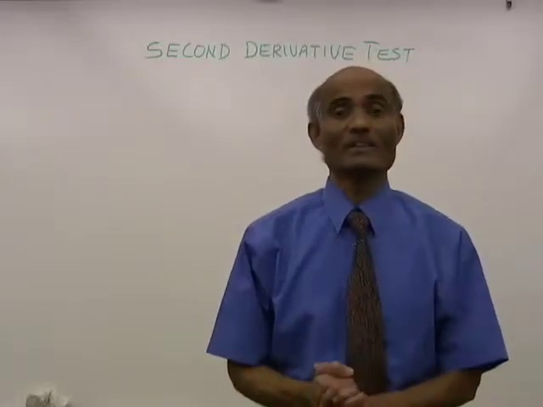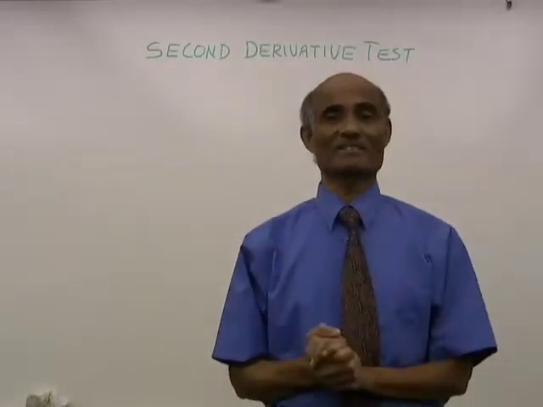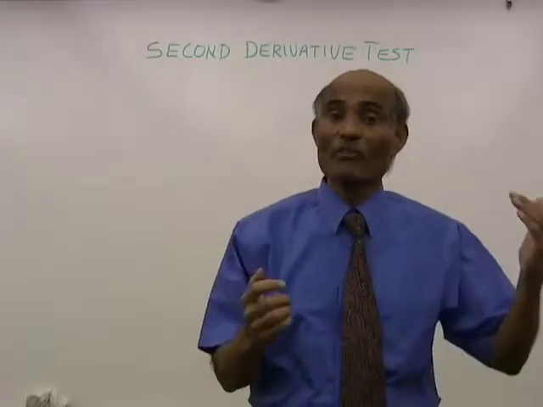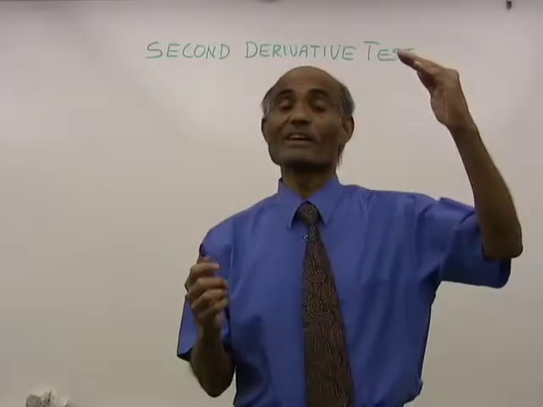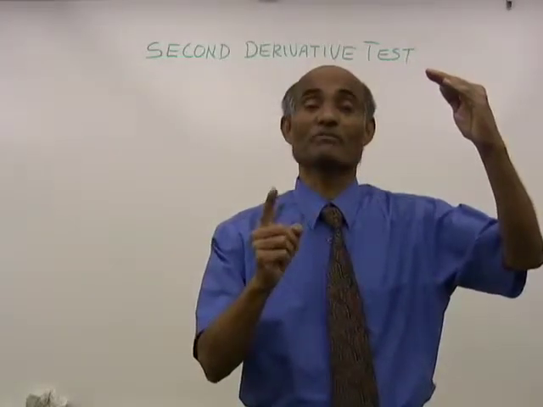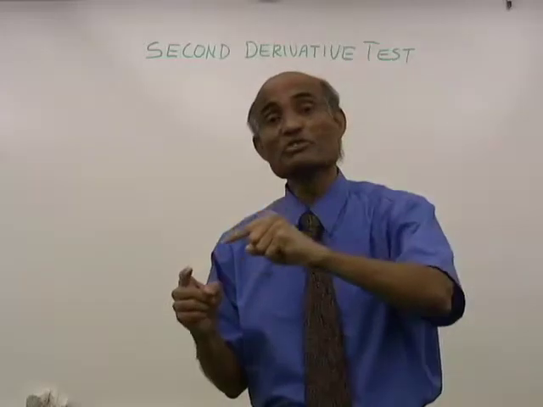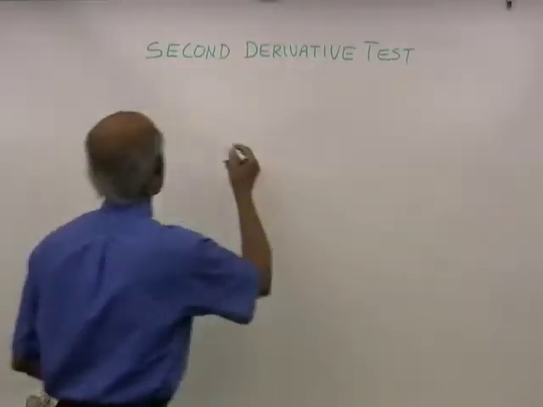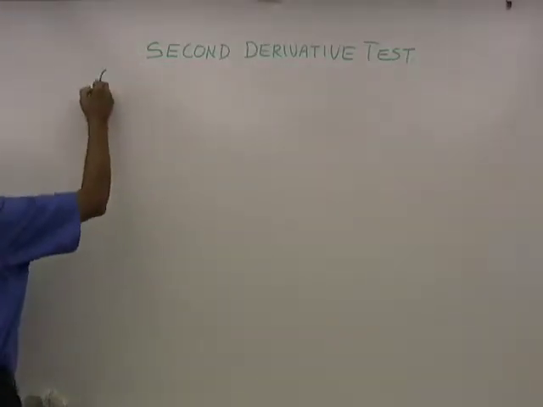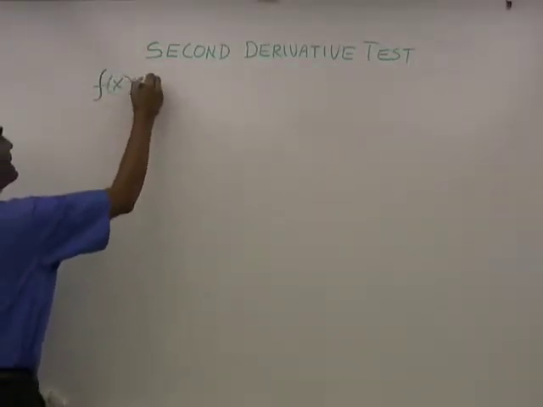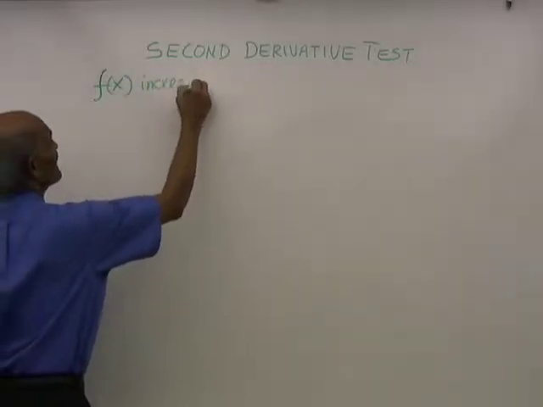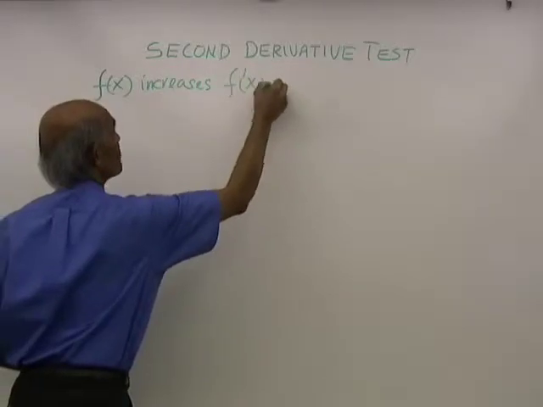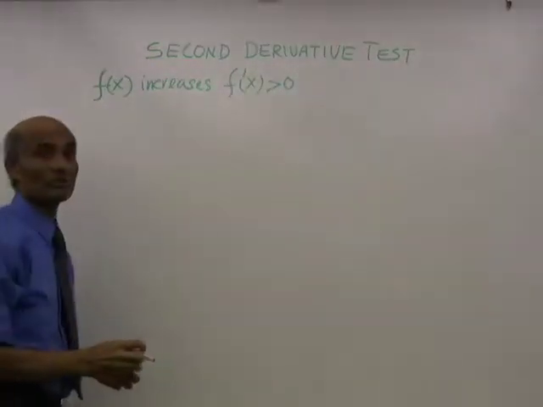We will now look at the second derivative test. From the first derivative test, you know that if a function is increasing, its derivative is positive, and if a function is decreasing, its derivative is negative. Let me write that down for you. I would say if f of x increases, then f prime of x is positive, greater than 0.